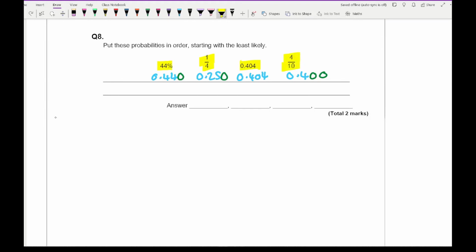So the smallest one is going to be a quarter. The next one is 4/10. The next one is 0.0404, and then the last one is 44%.